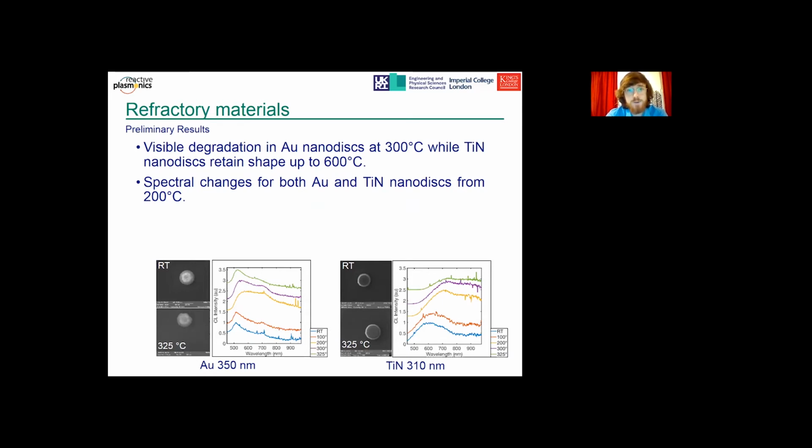However, we do see spectral changes for both gold and titanium nitride from 200 degrees. And we think this is due to oxidation of the titanium nitride. So we're looking to include an oxidation barrier within these materials.